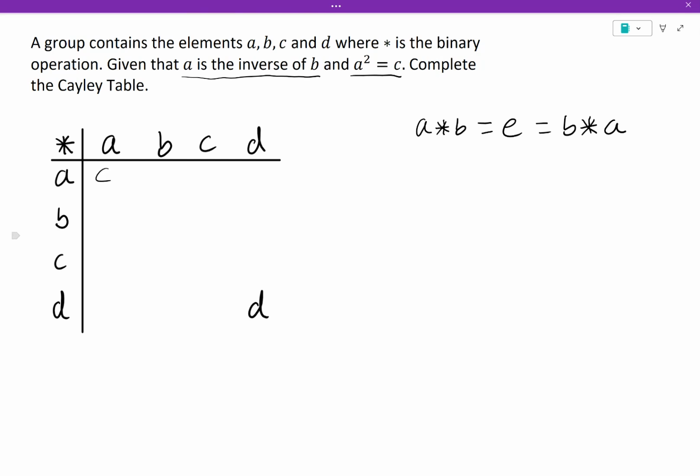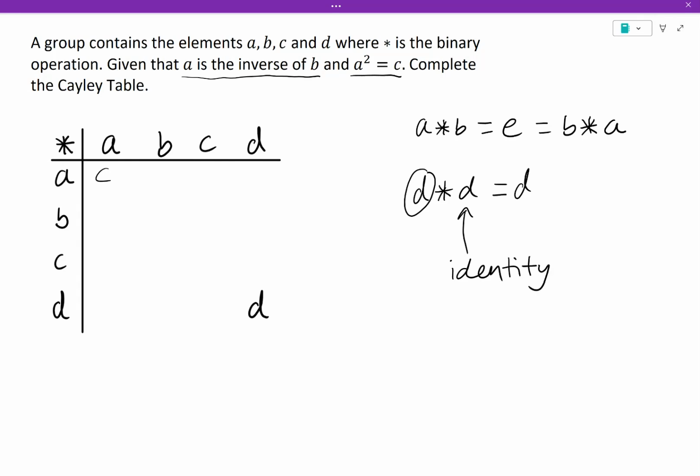Then it says complete the Cayley table, so let's look into the Cayley table, and we've been told that D combined with D is equal to D in the table. Now, this is actually telling us a very important bit of information, because we've started with D, we've combined it with some element, and we're still getting D at the end. So therefore, D must be our identity. Okay, that's the only way this could work.